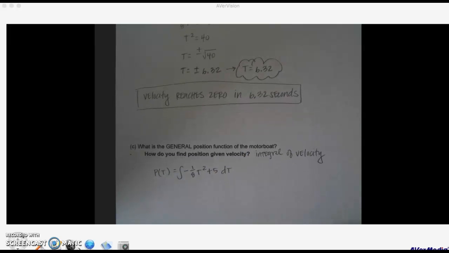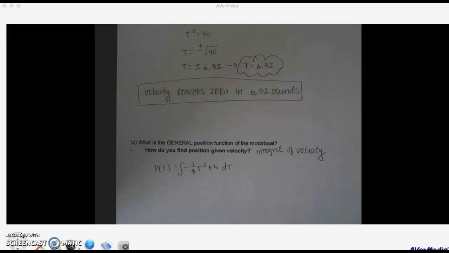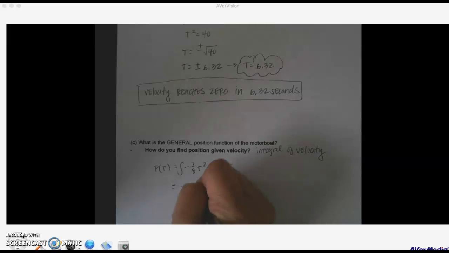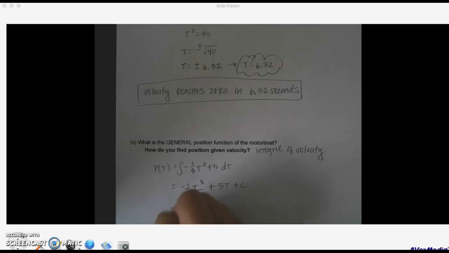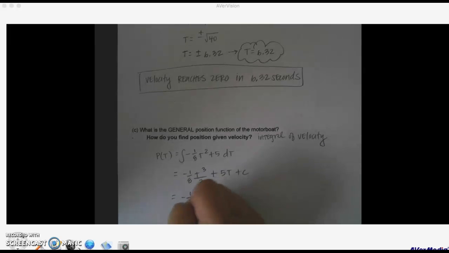Because this is a step-by-step process, if you get your velocity wrong, then you can get your position wrong. So make sure you double check all of your work. Now we take the integral: add 1 to the exponent, divide by that exponent, and the integral of 5 is just 5t. We have plus c. That now becomes -1/24 t cubed plus 5t plus c. So here's our general position equation.